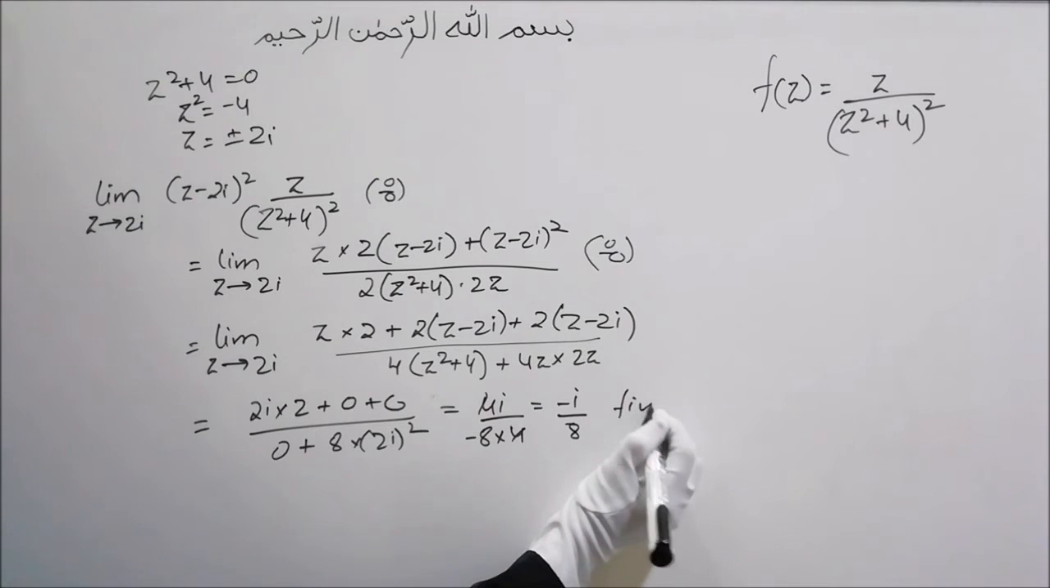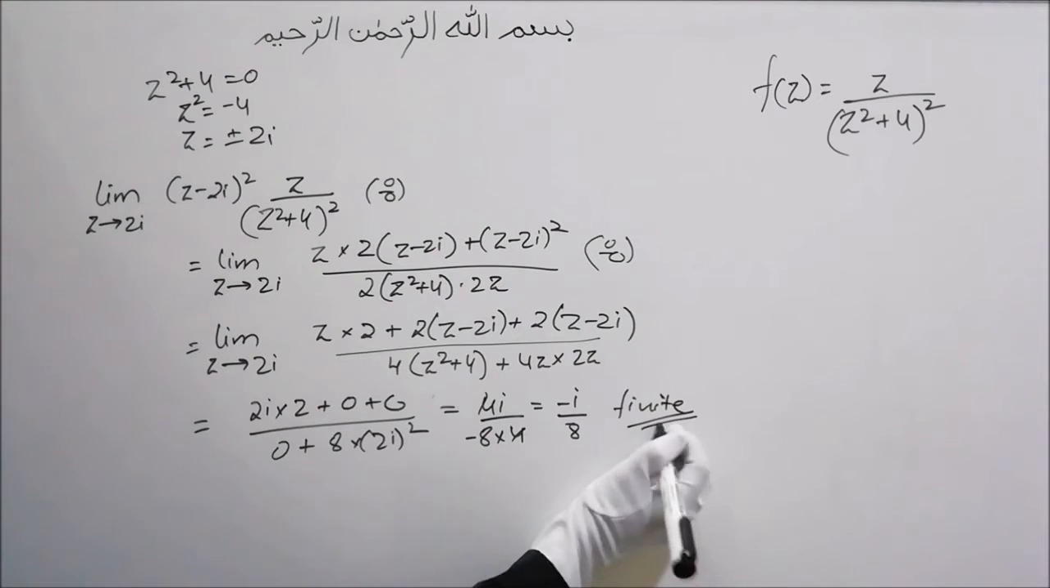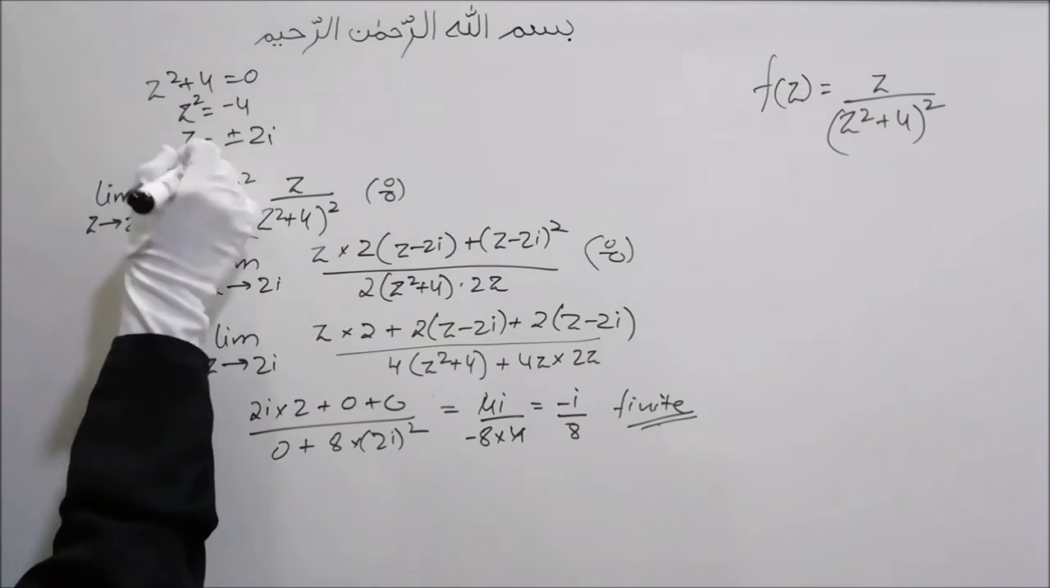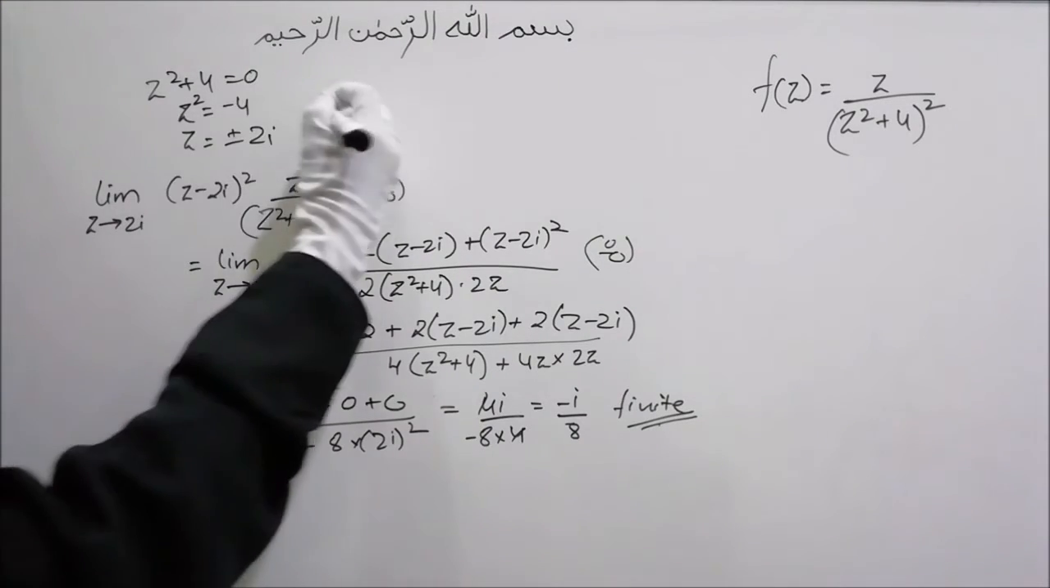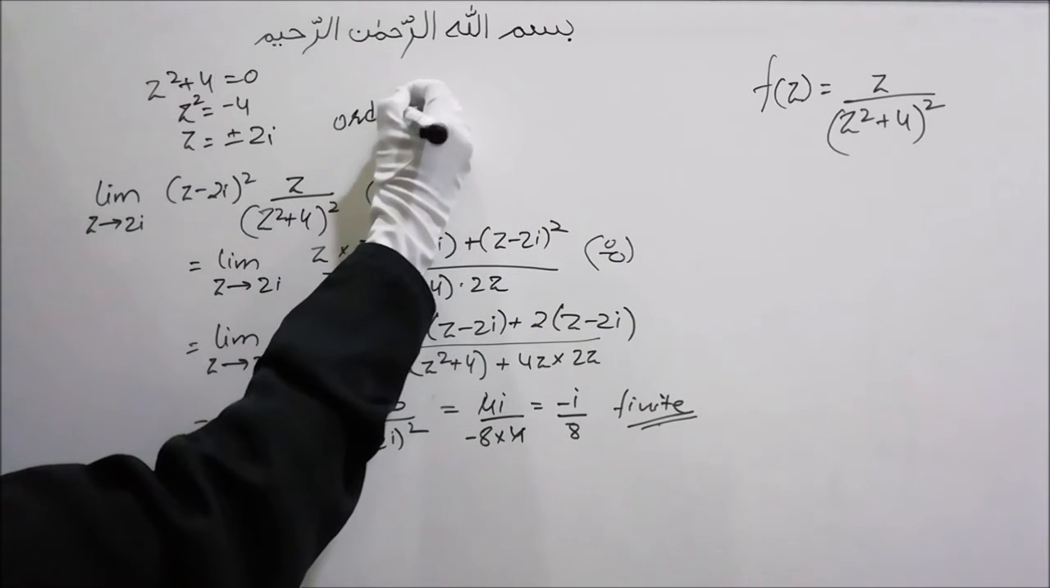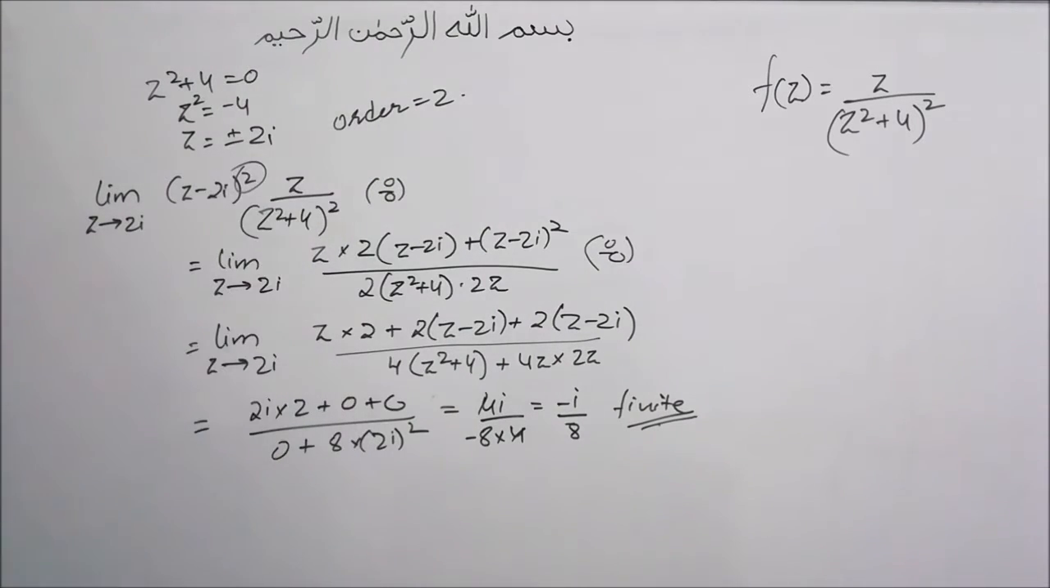This is a finite value. So we can say that z equals to plus 2i and z equals to minus 2i are poles of order 2 because of this 2.